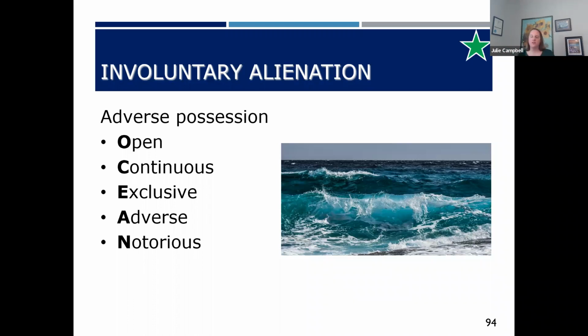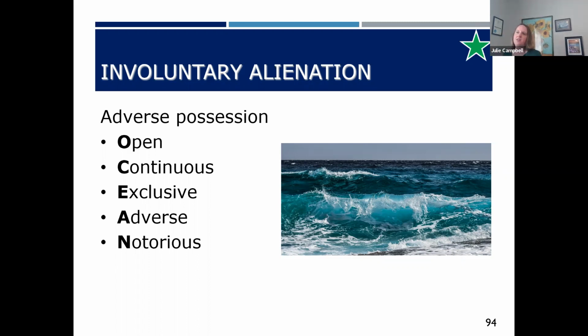Is it adverse? In other words, this doesn't just happen automatically. The claimant has to actually claim the land. The claimant actually has to go to the judge and say, my fence has been here for 20 years. It's never been a problem. I want this piece of the land. Give it to me.